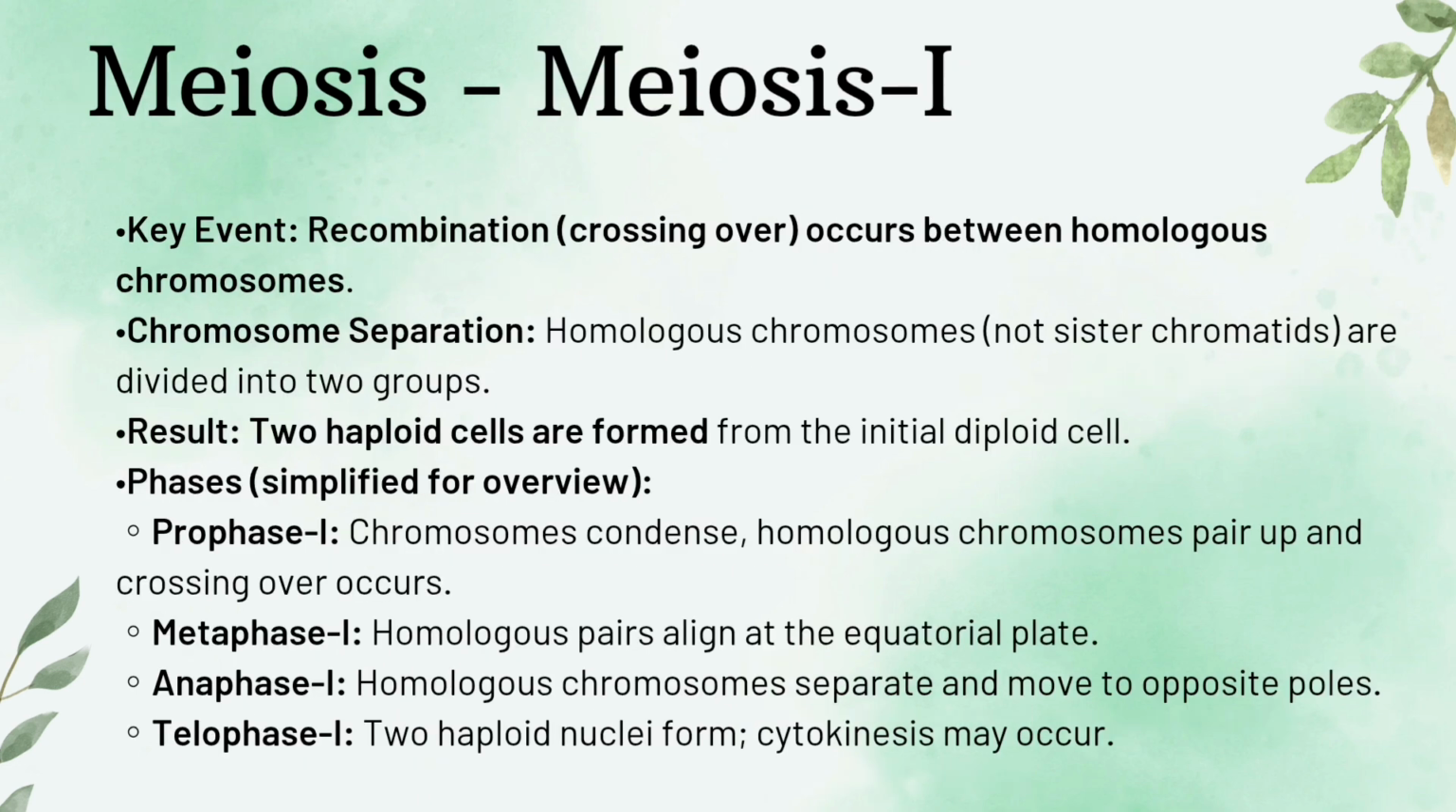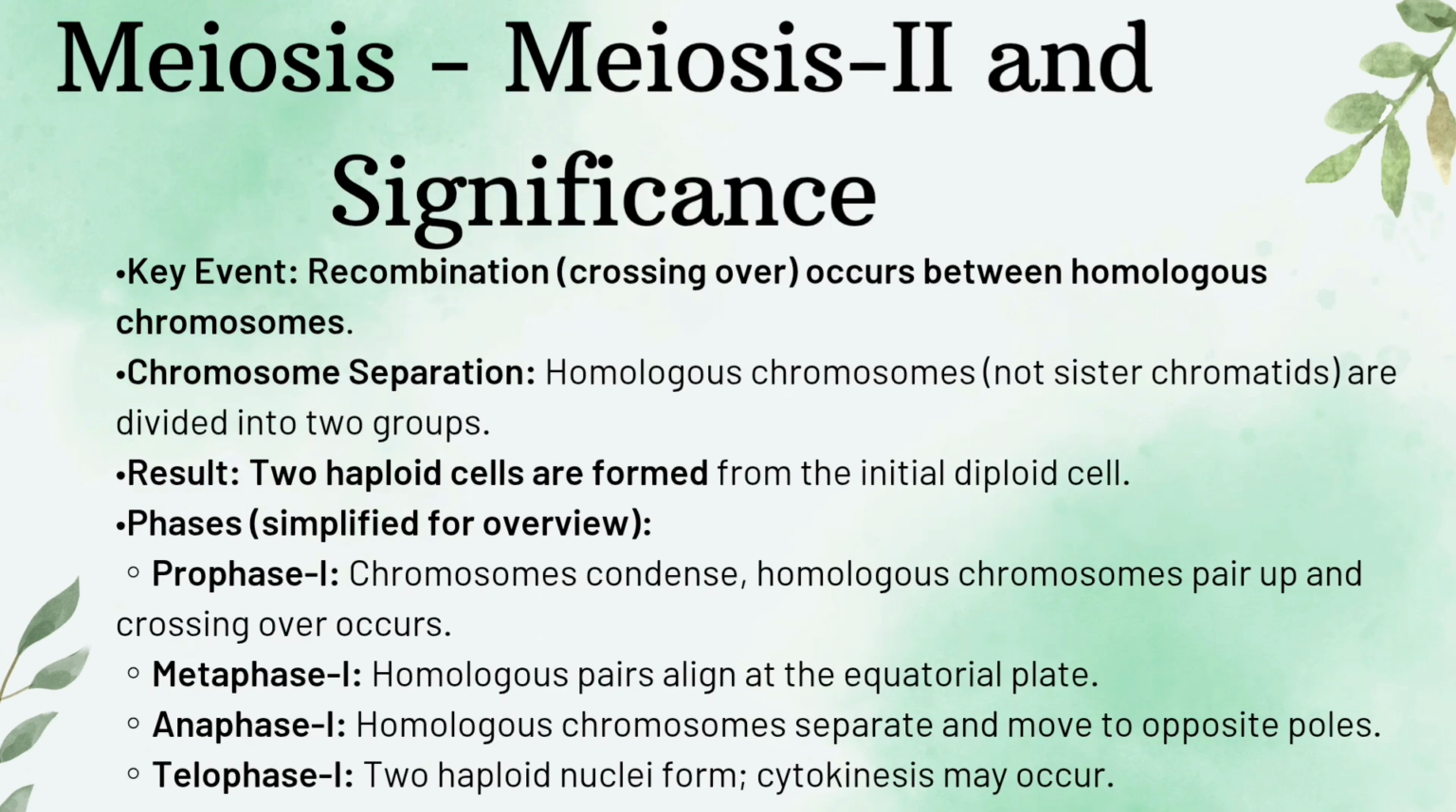In meiosis I, homologous chromosomes pair up and exchange genetic material. Then, they separate into 2 cells. This stage is key for recombination, ensuring variation in gametes. Meiosis II is like mitosis, where sister chromatids separate. In the end, 4 unique haploid cells are formed. Meiosis maintains chromosome numbers and introduces genetic variation, which is essential for evolution and survival.